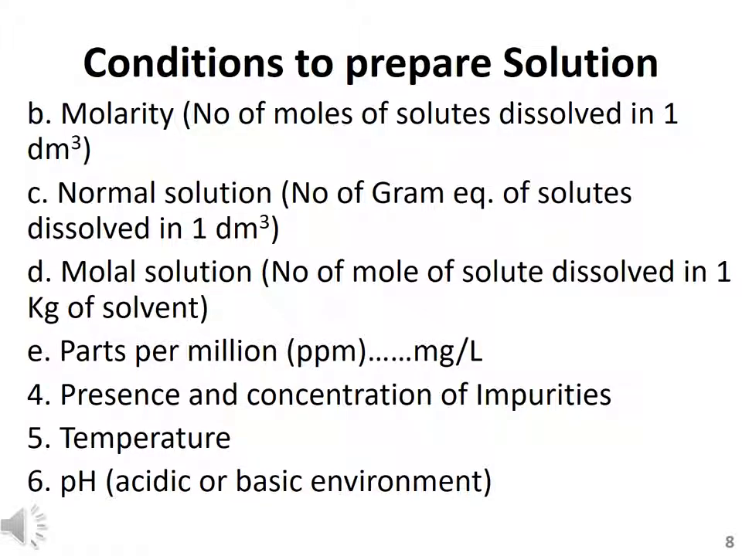The next one is the normality. Normality is actually expressed as the number of gram equivalents of solute that will be dissolved in 1 dm cube of the solvent. In normal solution we will be dealing with two kinds of information. Number one, the number of gram equivalents of the solute, and the volume of the solution.